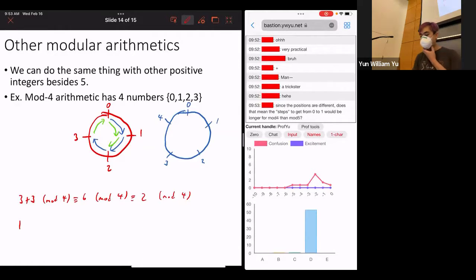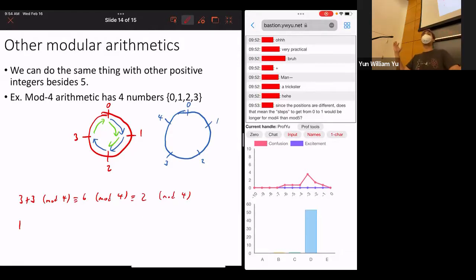Since the positions are different, does that mean the steps to get from 0 to 1 would be longer for mod 4 than mod 5? So you're thinking a bit too geometrically. We haven't invented any number to measure how long things are in between. So yes, when I'm drawing it out in the circle, because you see that and you have some sense of what you're measuring, in that case, yes. But in reality, these circles are just things we're drawing. And so somehow would be longer for, we don't know how to answer the question.